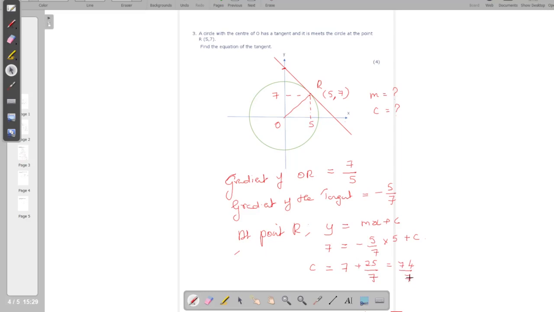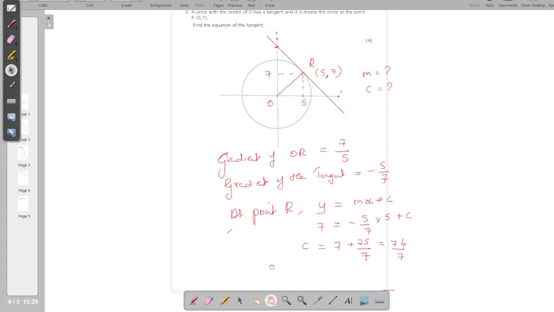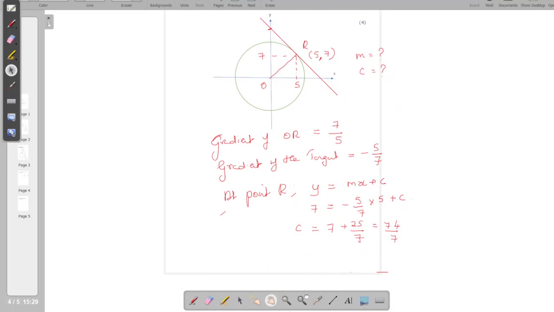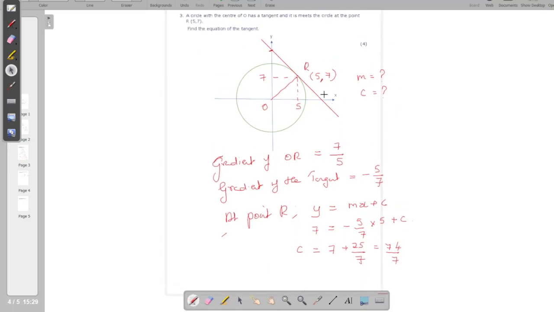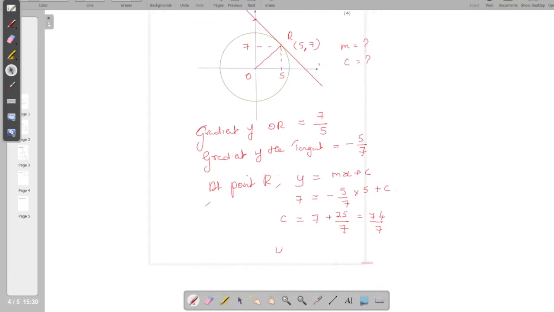Now what we are going to do is find the coordinate at S. So that's the S. Let's mark that as S. But this question doesn't ask for the coordinate. It's only asking for the equation anyway. So we just have to find the equation. So the equation is now done. y is equal to m, which is minus 5 over 7, x plus 74 over 7. So that is the equation.